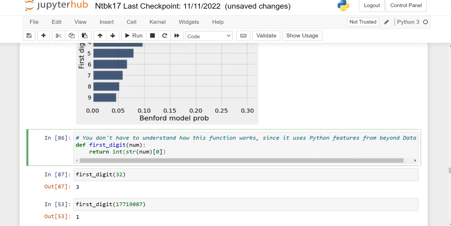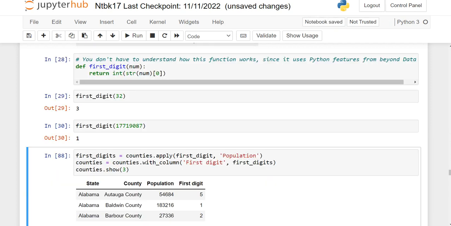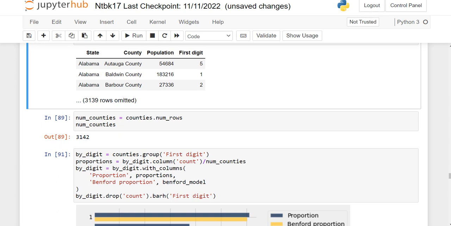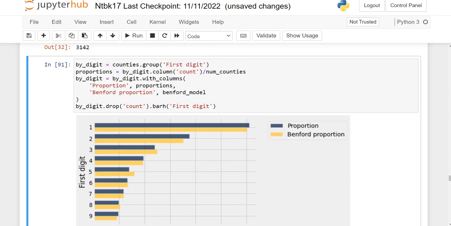and it says you don't have to understand how this function works. Basically, it's going in there and it's getting the first digit, right? And now it's doing the first digits for all of the counties, and it's applying it to the column population again. So we don't care about the first digit of the county. It doesn't have any digits. We're making sure that we get the first digit. And when you run this array, now we've got a table that tells us the county, the population, and the first digit of that population. And like we said, there are 3,142 counties.